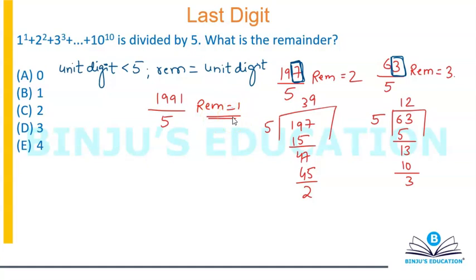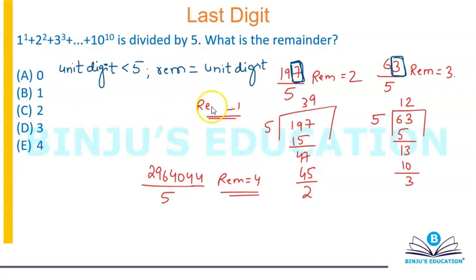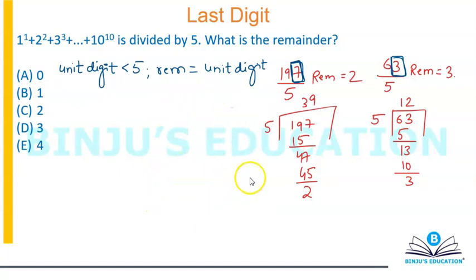You can do the long division. Let's suppose you have 2964044 divided by 5. The remainder is 4. You can try the long division method. So if the unit digit is less than 5, then the remainder is always the unit digit. Similarly, if the unit digit is 5, then the remainder is 0. If the unit digit is 5, then the remainder is 0.